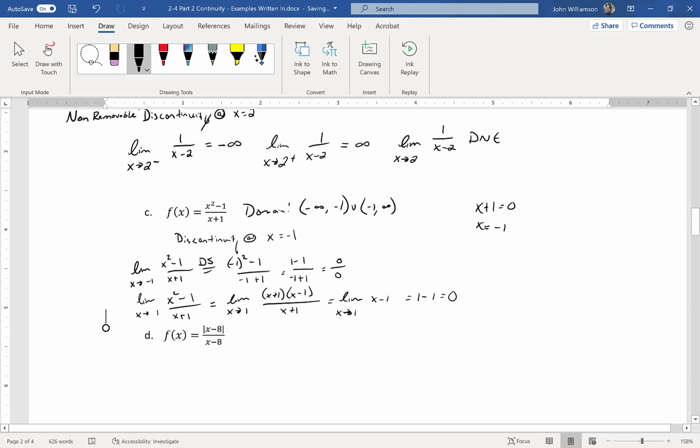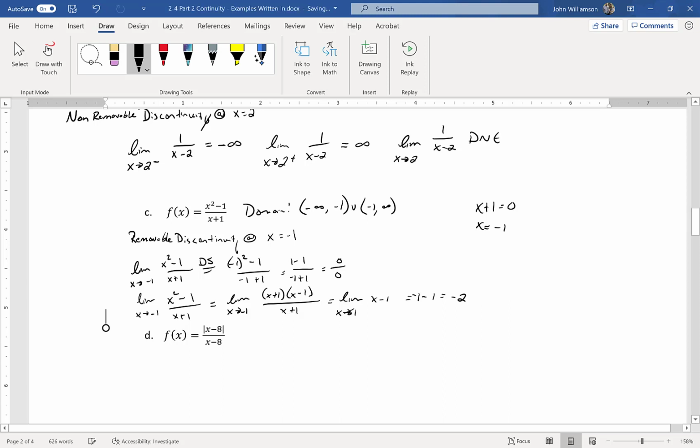Or sorry, -1. This should be the limit as x is approaching -1. So -1 minus 1, which then gives us -2. So because this limit exists and it's -2, this is a removable discontinuity.